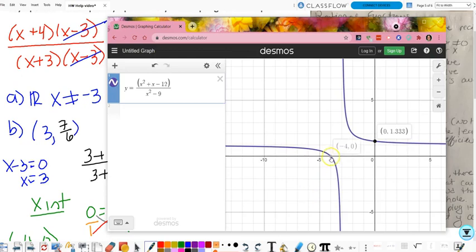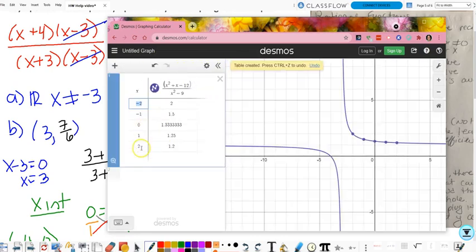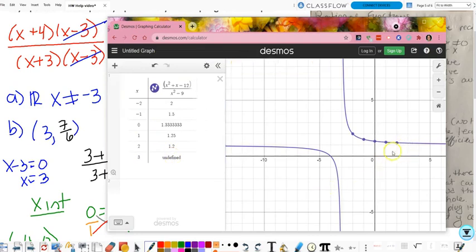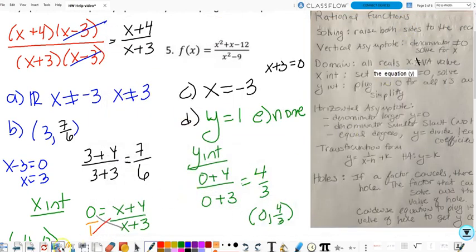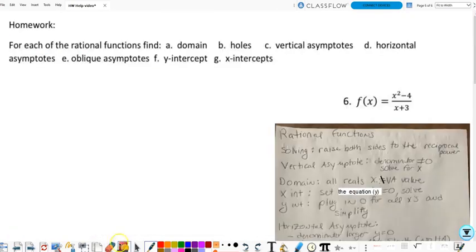Y-intercept, x-intercept, vertical asymptote, horizontal asymptote. Where's the hole? Where did we say it? 3. Undefined at 3, right here. All right, last one.